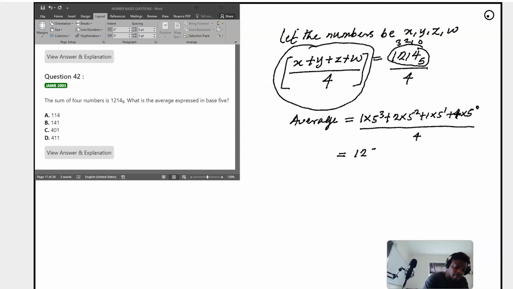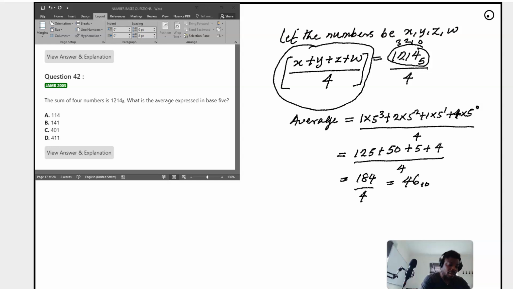So this is 125, this is 50, this is 5, and this is 4 divided by 4. So this is 59. So let's add it together, okay? So 125 plus 50 plus 5 plus 4. So that is 184 divided by 4. 184 divided by 4, that is 46.